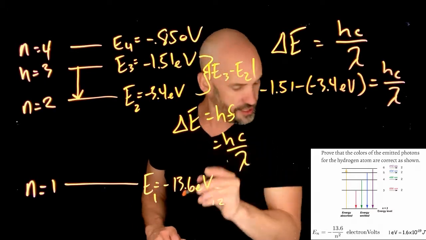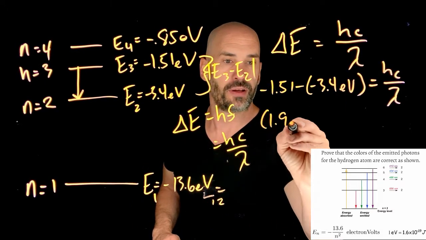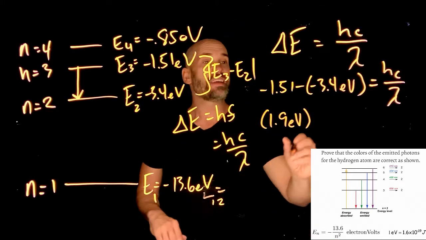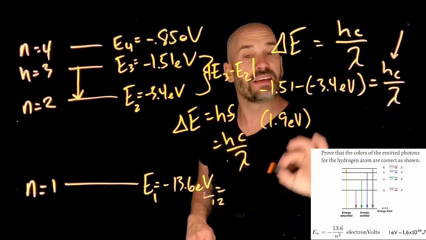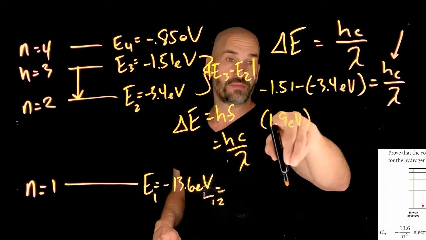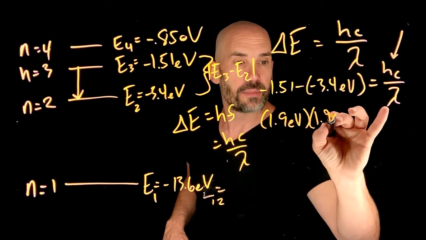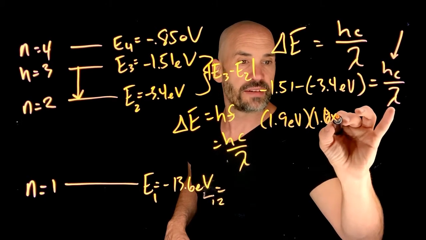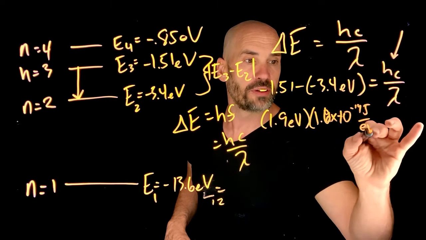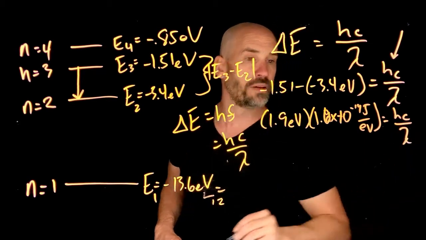So the difference between these is actually 1.9 electron volts. But remember, this here is all represented in SI units, so we need to convert this to joules really quick so that things work out. So remember, there is 1.6 times 10 to the minus 19 joules for every electron volt, equals hc over lambda.